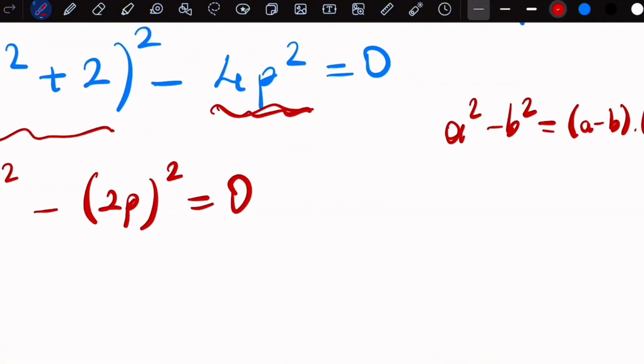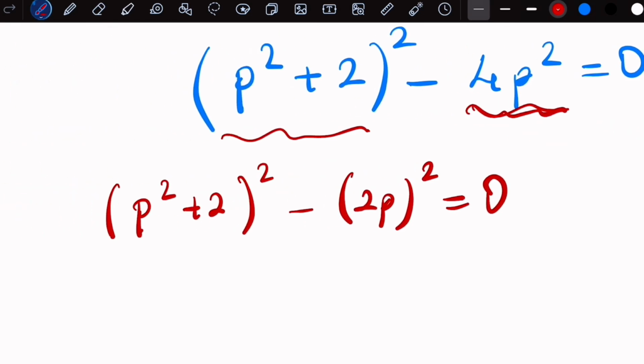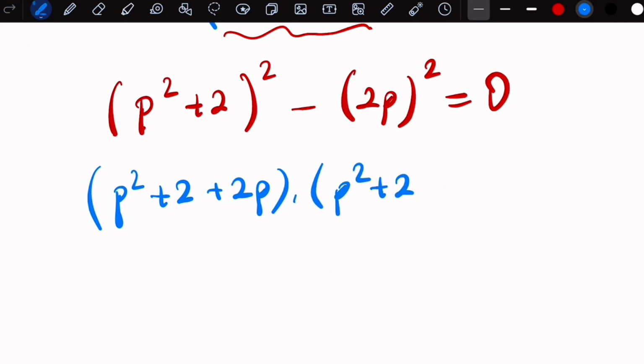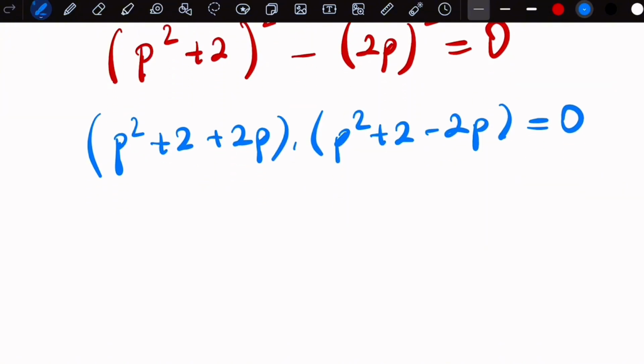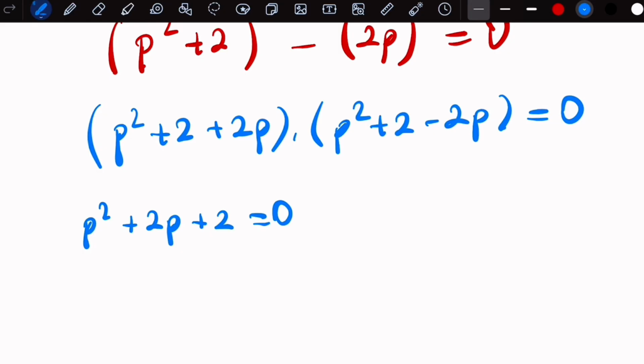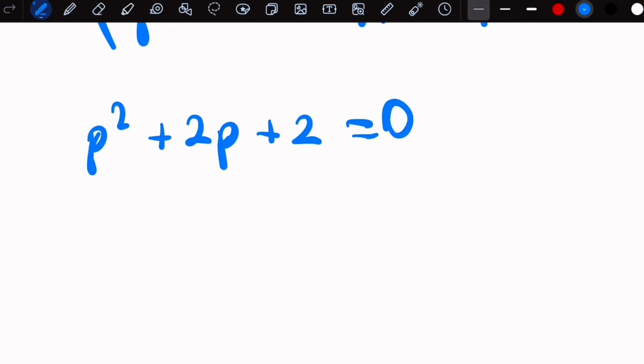So it looks exactly like the identity on the side right now. (p squared plus 2p plus 2) times (p squared minus 2p plus 2) is equal to 0. Now for this operation to be 0, one algebraic expression can be 0, or the other algebraic expression could be 0, we know that. Then starting with the first, p squared plus 2p plus 2 equals 0. It came as a second-degree equation.